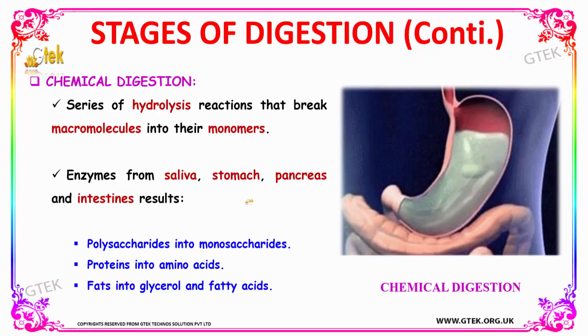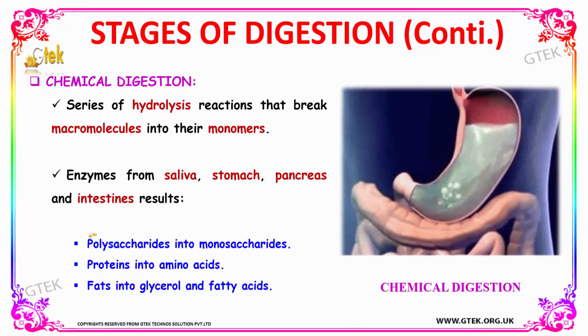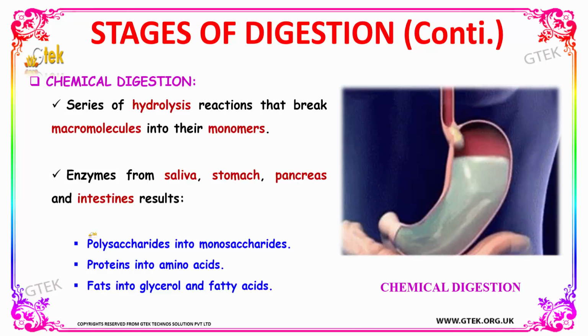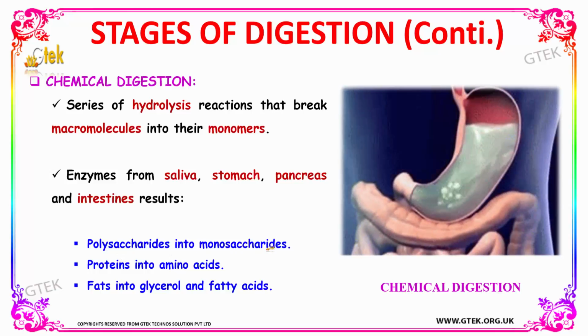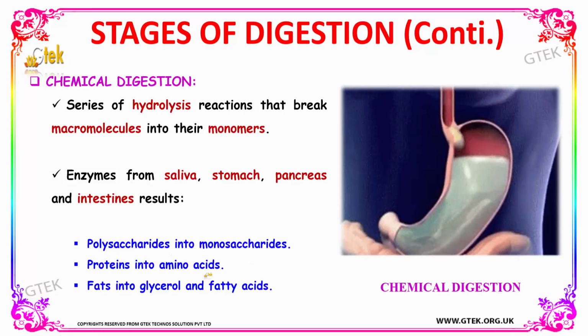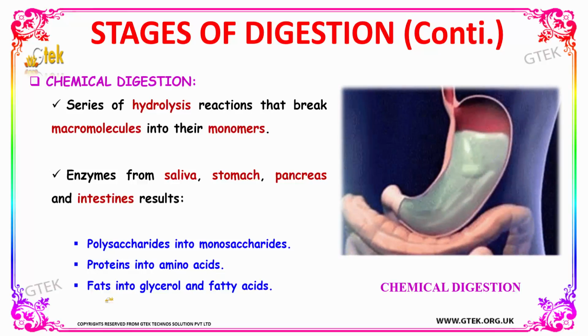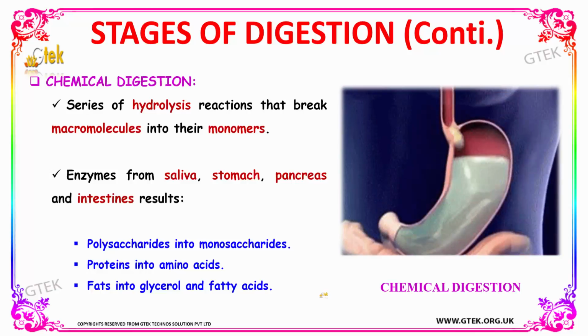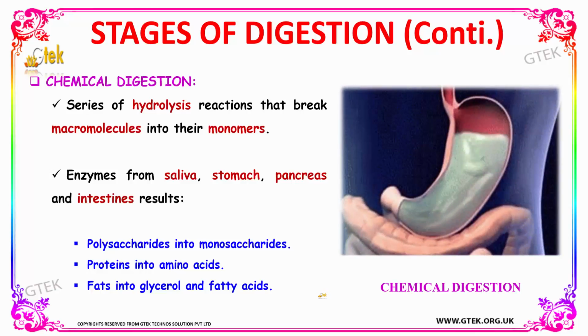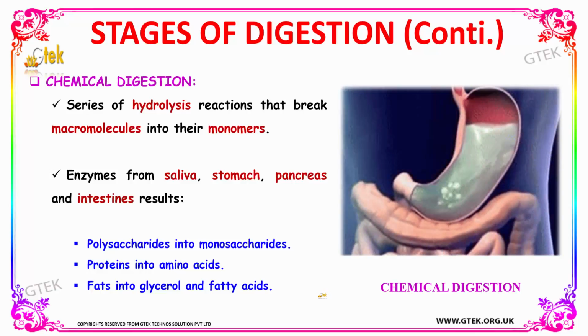And these enzymes on production will break down the complex structures of polysaccharides into monosaccharides, proteins into amino acids, and fats into glycerol and fatty acids. So this is how the chemical portion of your digestion takes place.